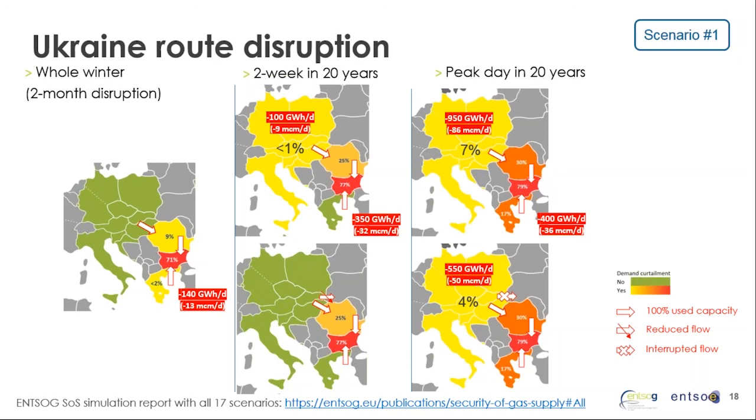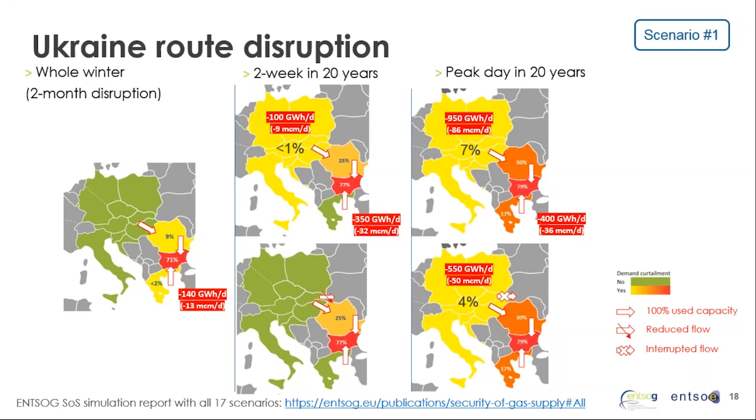Just one short technical explanation. The percentages you see on the map are for the group of countries that are colored in yellow. So when I say that 100 gigawatt hour per day is around 0.5% of European demand, it's more close to 1% if you look only at those countries in yellow.